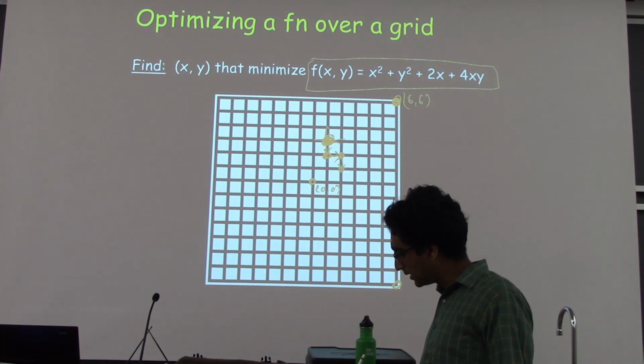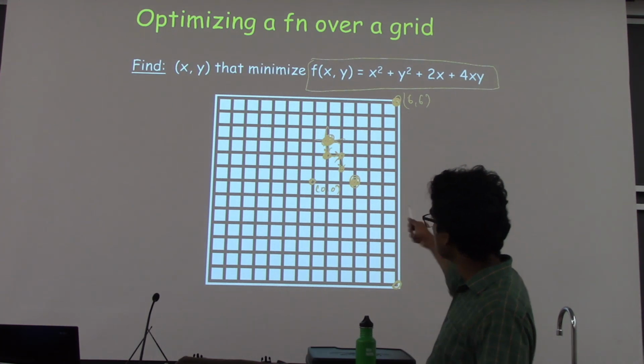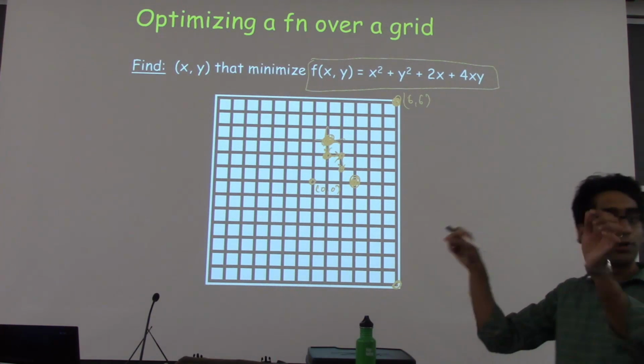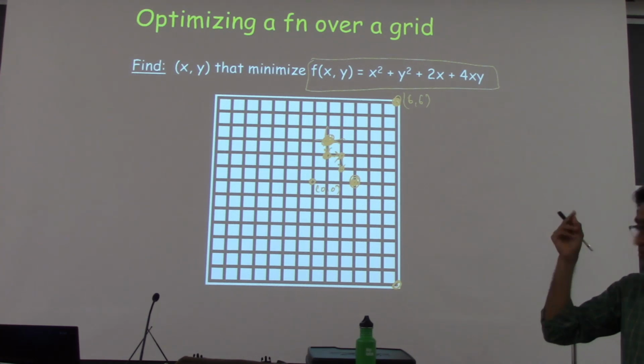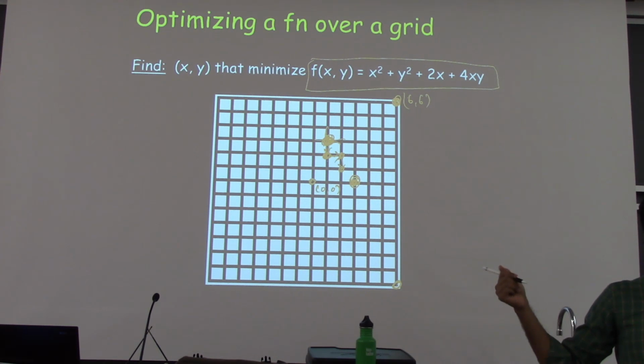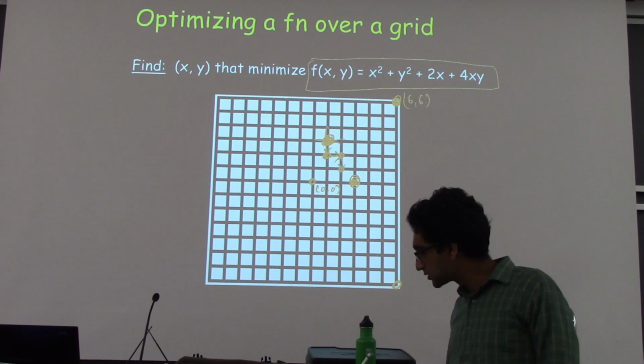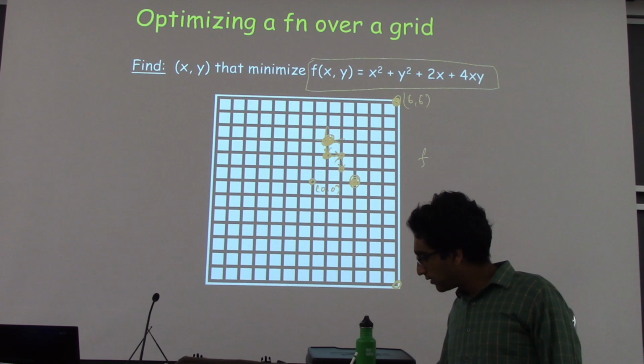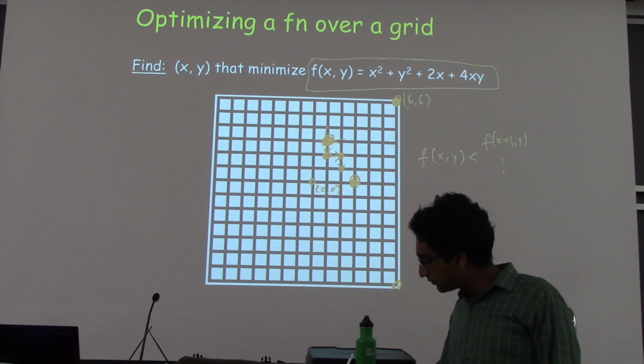Maybe eventually you'll come to a point where you can't improve anymore, which means that the 4 neighbors, to the right, left, and so on, are all worse than this. So you stop when f of (x, y) is smaller than f of (x+1, y) and the other 3 neighbors.